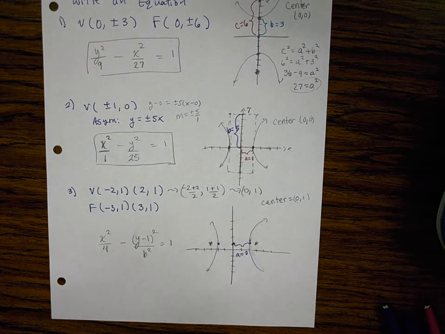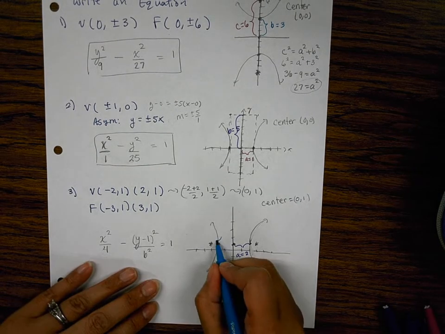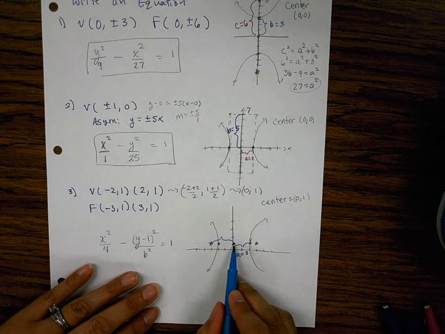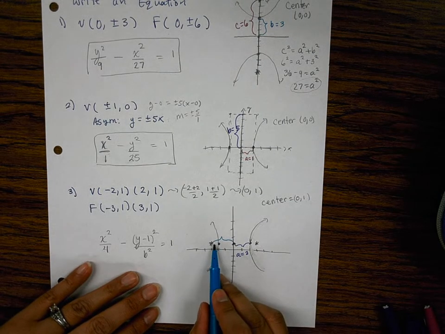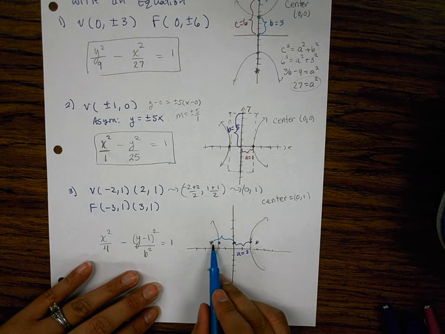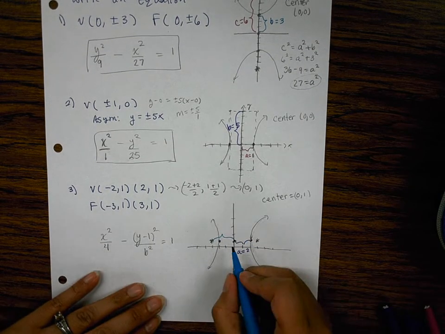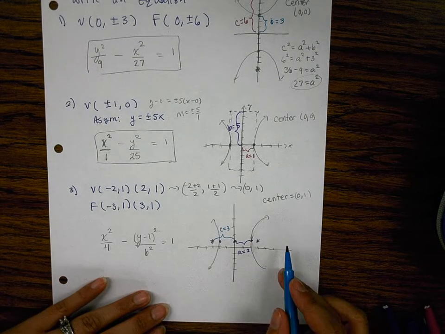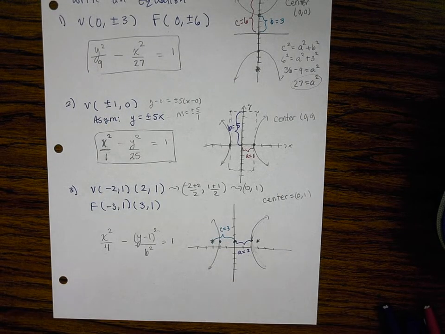and I know C is the length from the center to the star. Everything's from the center. Kids will count this right here as the focal length, and it's not. It's from the center to the star. So C is 1, 2, 3. And it doesn't matter whether you count to the right or the left. Length is always positive. C is 3.